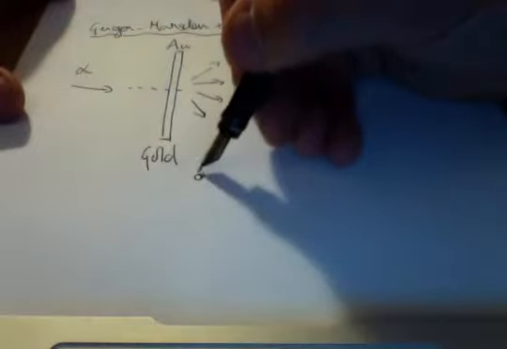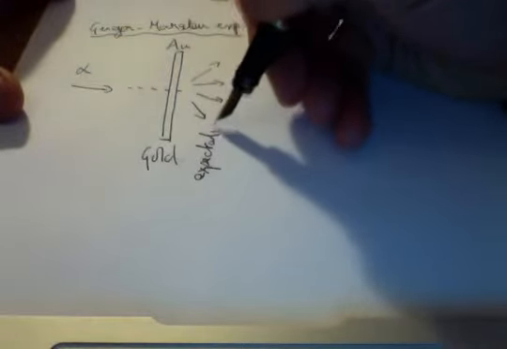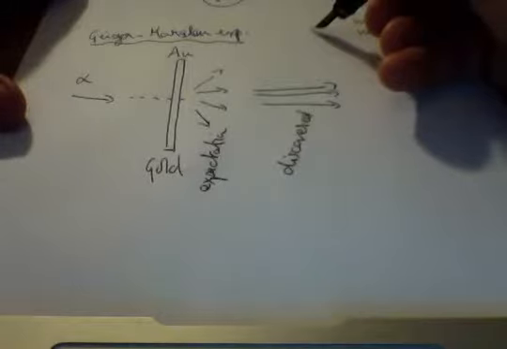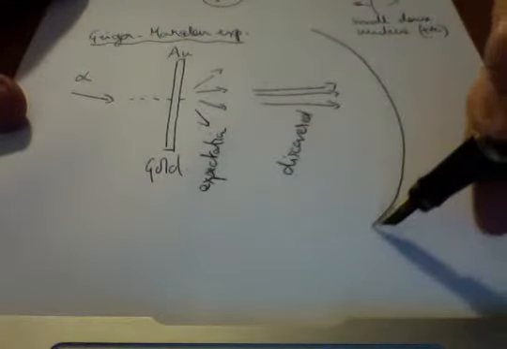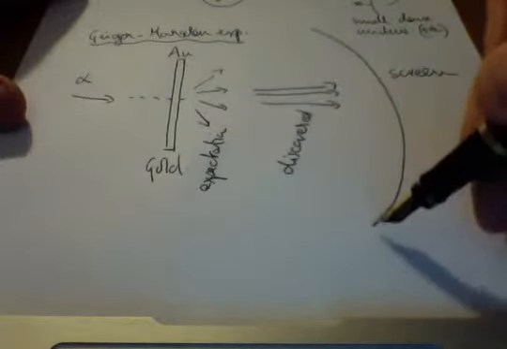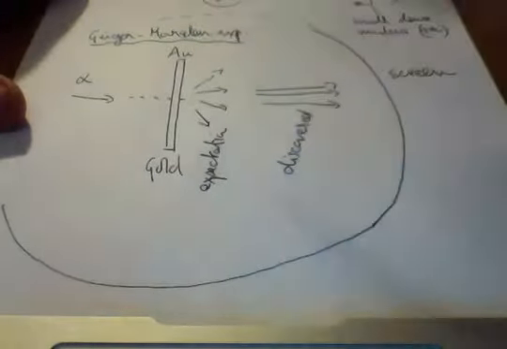And what they were expecting was a nice, even distribution. So this was the expectation. But what was discovered was, in actual fact, most go straight through. And it was identified by using a screen. It was a screen that was surrounding the apparatus, and this screen continued all the way around.